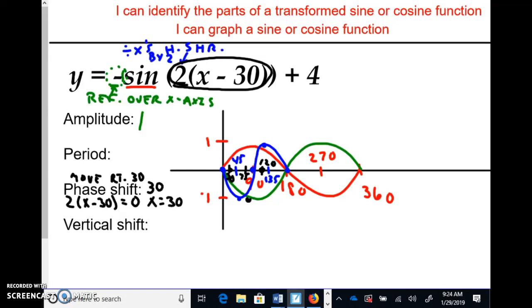And the blue curve, move it to the right 30. So this is at 135. So move it to the right 30. It's now at 165. And 180 to the right 30 is at 210. Now what we have here in black is not the final graph, but we're pretty darn close.